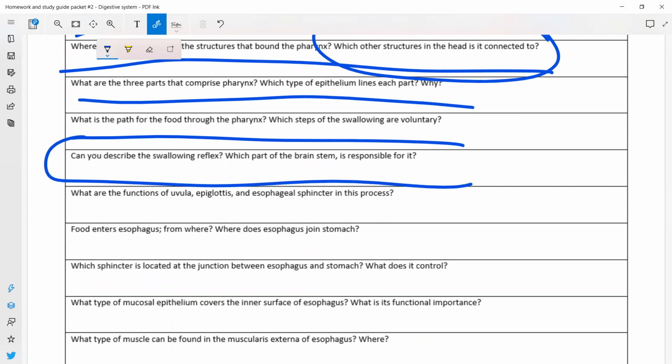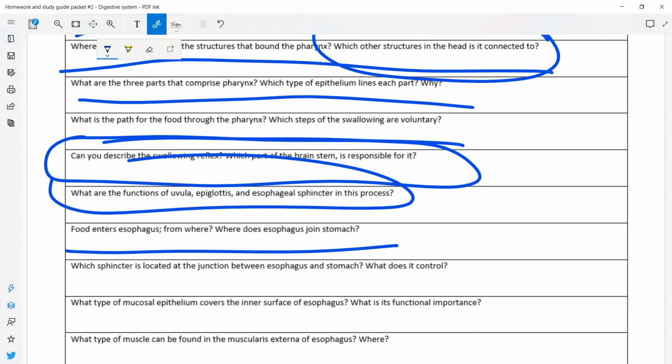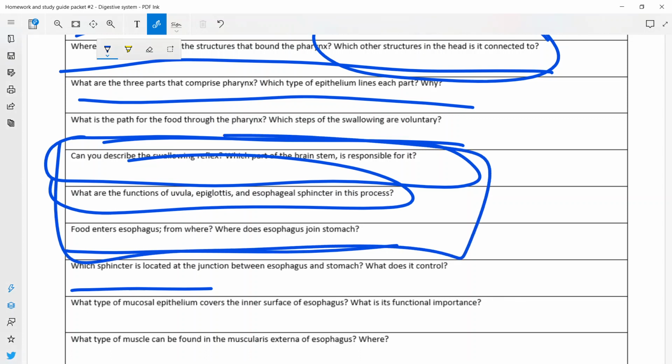Swallowing reflex, step by step. Please be able to describe it: food is moving to the oropharynx, stimulation of the deglutition center in the medulla, then the uvula closes your nasopharynx, the epiglottis closes the larynx, and food goes into the esophagus. So that's pretty much the breakdown of the steps of the swallowing reflex.